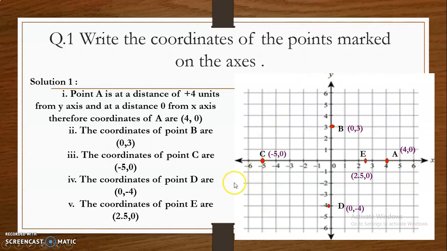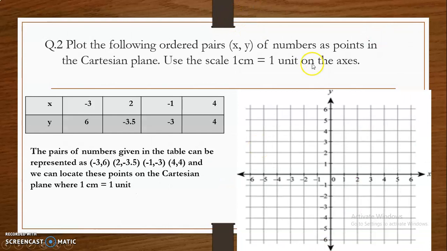Let's see how to plot more points on the Cartesian plane. For that, let's take one more example. Here question number 2 is given, where they have said to plot the ordered pairs (x, y) of the numbers as points in the Cartesian plane.